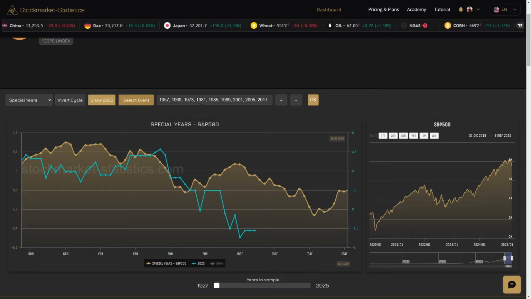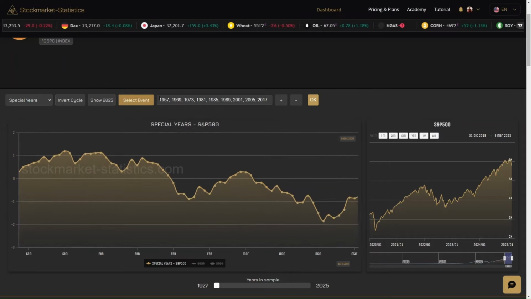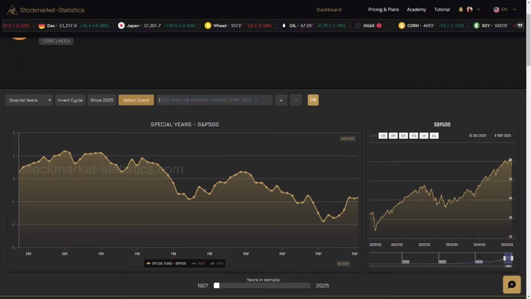This Special Years feature allows us to calculate the average trend of any set of years we choose. We can clear the list or add specific years separated by commas, and the dashboard will automatically calculate the average performance for the selected years.